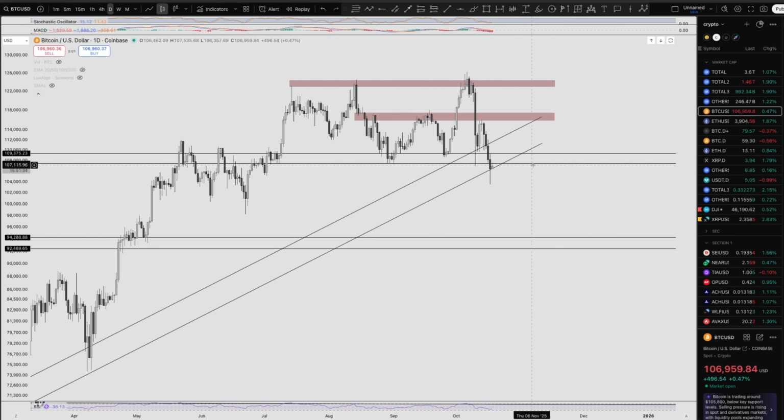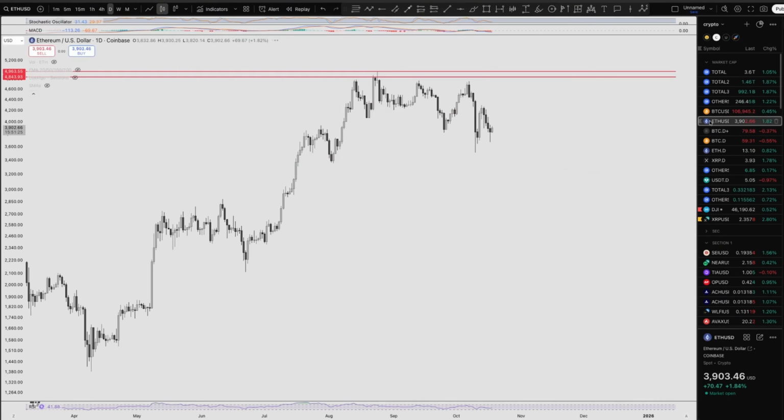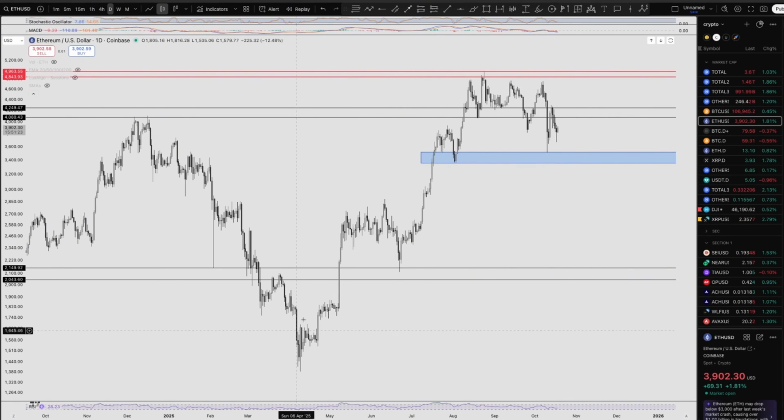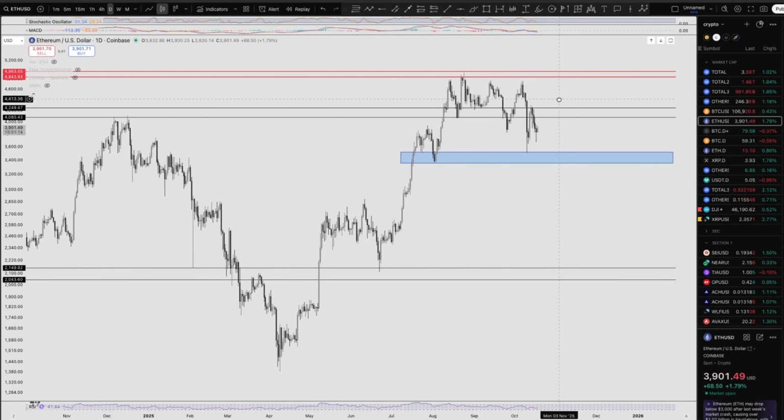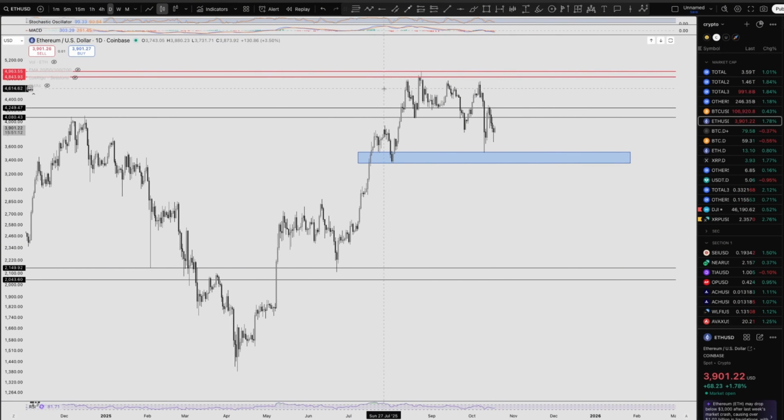Let's look at the Ethereum chart as well. Ethereum also couldn't break its all-time highs. These two red lines you see are the all-time highs it tested several times but couldn't break through. It was rejected from its all-time highs, tried to test it about 4 times but couldn't break above, and the price went down, making things a bit difficult.